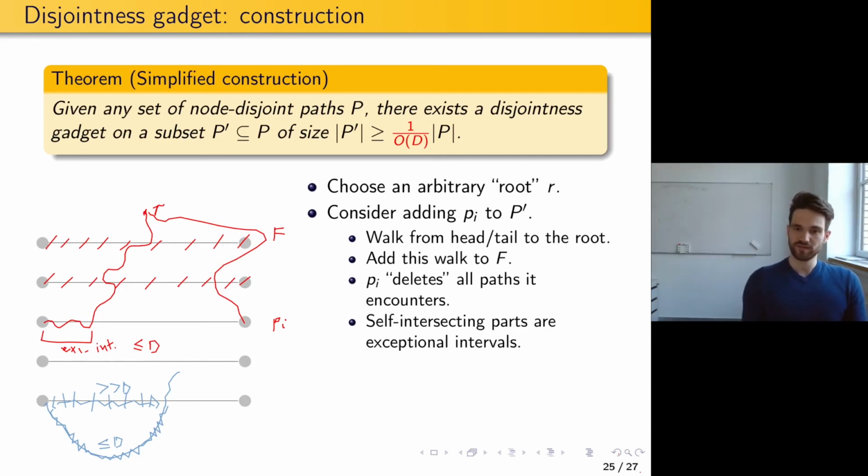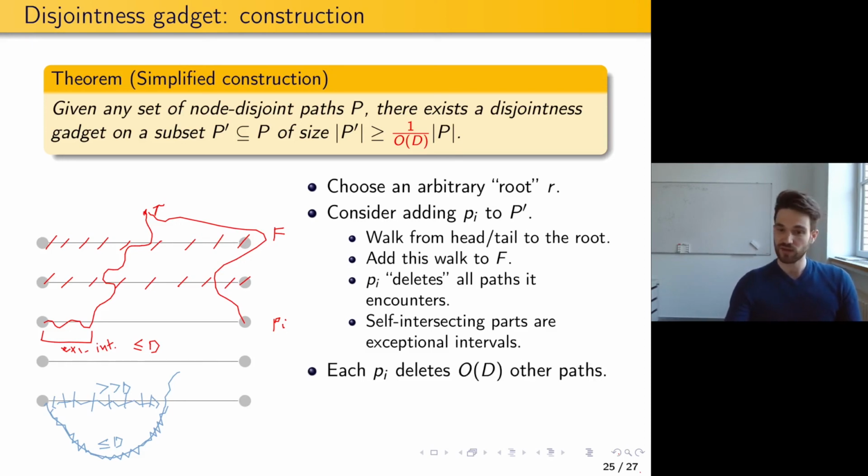Okay, so this actually kind of ends the story on what would have happened if we were to add pi to the set of the disjointed gadget paths P prime. Now we never really actually did it because those paths could delete each other that we would choose. But there is a very simple argument that you can actually choose some subset of them that do not delete each other. The main step here is to just see that every path pi deletes only order D many other paths. Well, this is clear because those walks have only order D length. And each hop of the walk deletes at most one or two other paths. So clearly it's going to be at most order D.